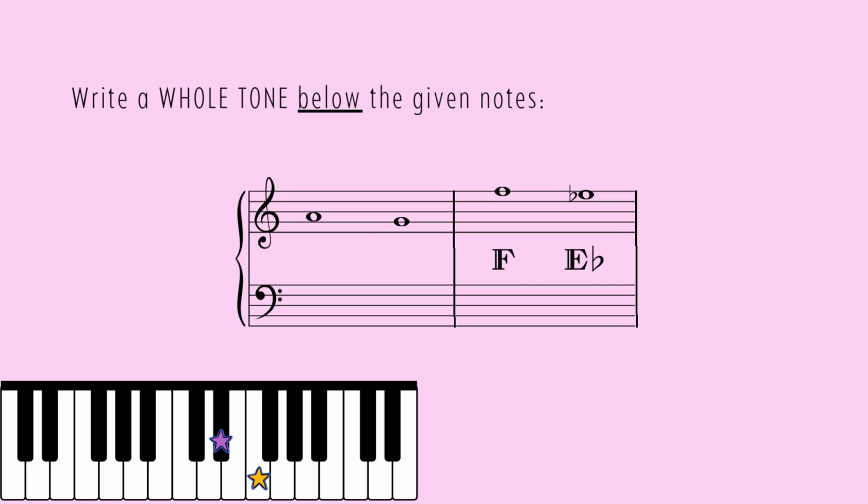If I left E as a regular E, as an E natural, it would actually only be a semitone. This is one of those places on the keyboard where I have two white keys beside each other. So I need to create more distance here. I need to make them further apart. And I can do that by making E flat so that there is in fact a key in between the two of them. So F to E flat is going to be our whole tone distance.